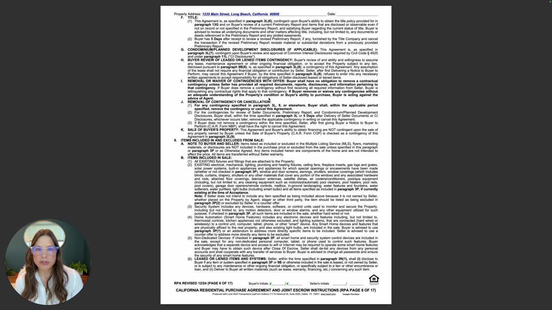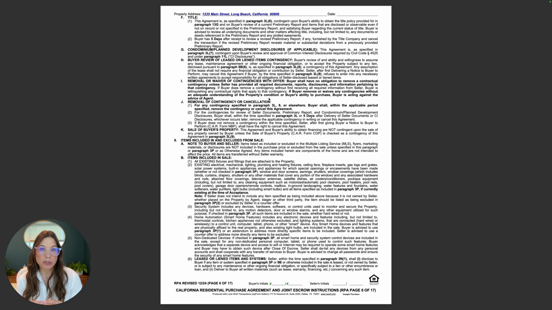Okay, so let's talk about removal of contingencies. Even though there are time frames for when those contingencies are due, they don't automatically lift. It's not a passive removal. It is an active removal. What that means is you must sign a contingency removal form removing that particular contingency for it to lift.